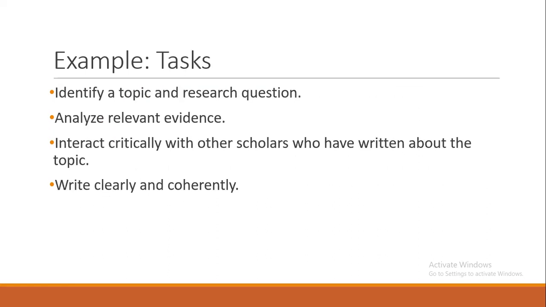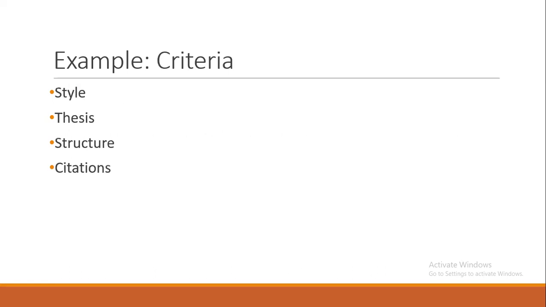And then here are some tasks that students are going to do when they complete that assignment. So they will identify a topic and research question, right? I'm not just providing a research question that's ready-made, but they have to think of one and refine it themselves. They have to analyze relevant evidence. They have to interact critically with other scholars, with secondary sources, and then they have to write clearly and coherently. So these tasks are then things that I can assess with criteria. In terms of the criteria that I'm going to focus on, that was style, thesis, structure, and citations.